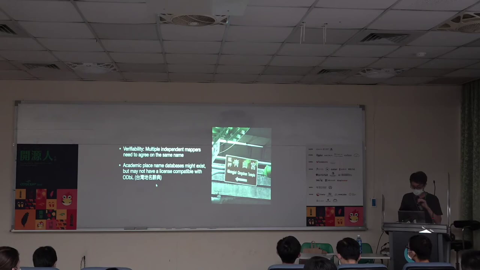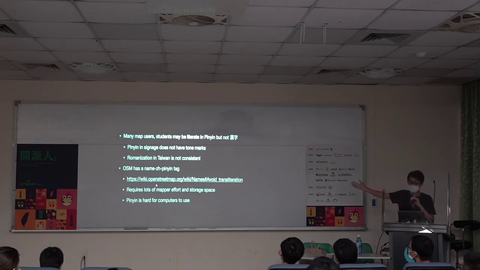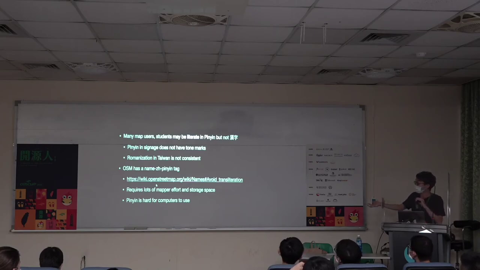Cool, so I'm going to move on to the last related topic, which is about if you're in Taiwan and you don't speak Chinese perfectly. Most people now know Pinyin, which has become the international standard for romanizing Mandarin. So there are many map users who might be literate in Pinyin, but not Hanzi. And if they want to find a place on the map, or read place names, if they don't know the characters, they might not be able to do that.